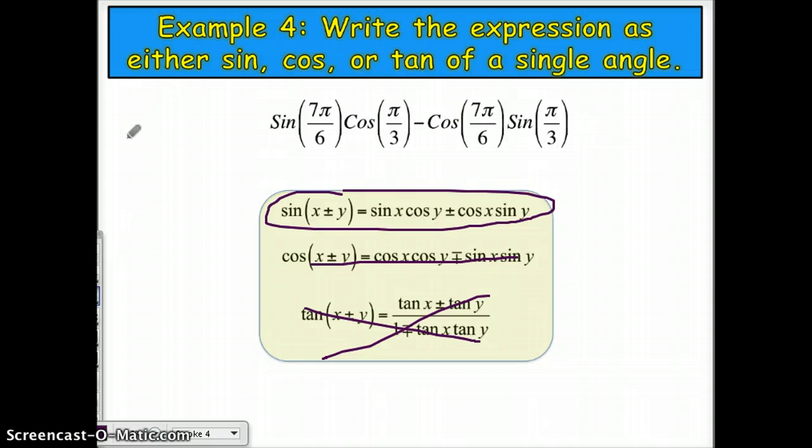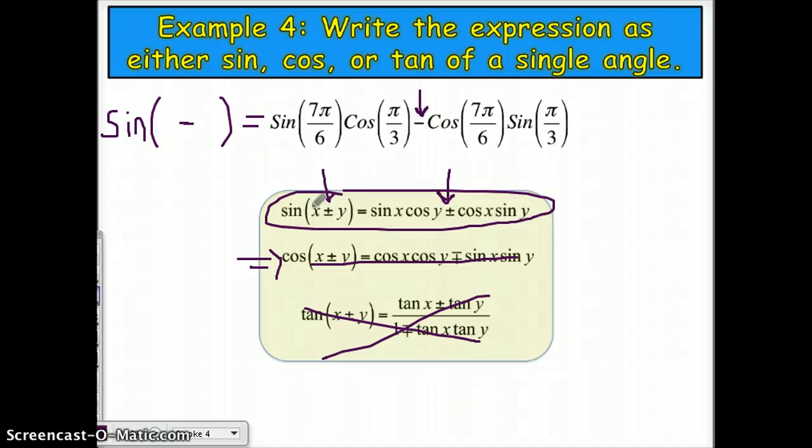So for my answer, it's going to be sine of something. Now, next I look at the sign. It's subtraction. Therefore, this sign has to be subtraction too, because with sine, it's the same. If it's subtraction, it's subtraction. If it's addition, it's addition. If it were cosine, however, it would have been opposite. This would have been a plus. So I'm going to put my minus in.